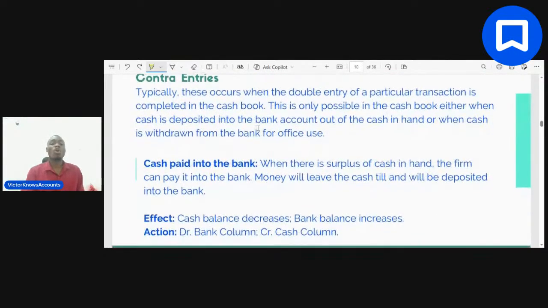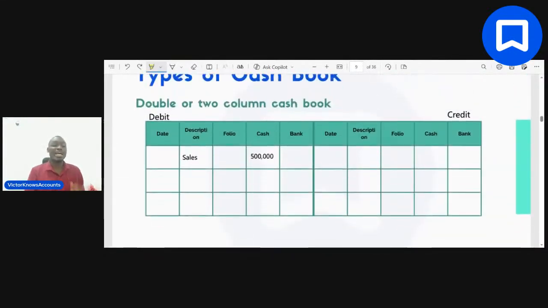It can also occur on the other end, where you need more cash but you don't have physical cash. Then you decide to take money from your bank and withdraw it and use it for whatever you need it for. Is that fine? Just for you to have money in the cash till.